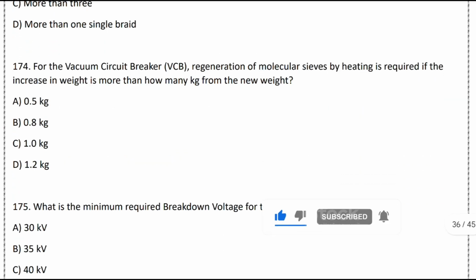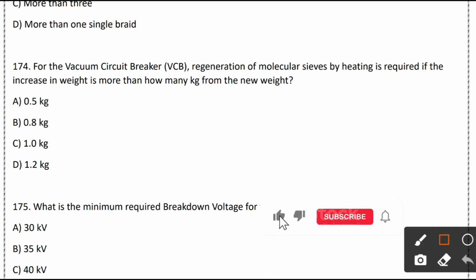174. For the vacuum circuit breaker, regeneration of molecular sieves by heating is required if the increase in weight is more than how many kg from the new weight? A. 0.5 kilograms, B. 0.8 kilograms, C. 1.0 kilograms, D. 1.2 kilograms. The correct answer is B. 0.8 kilograms.